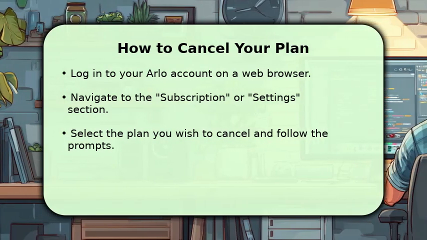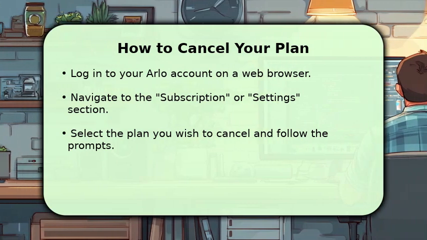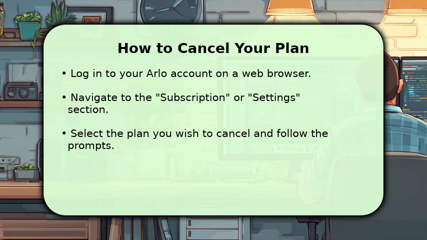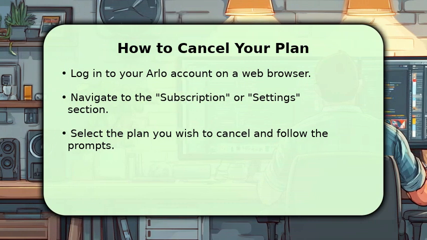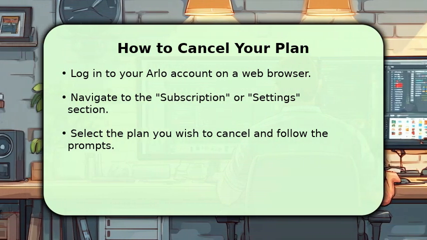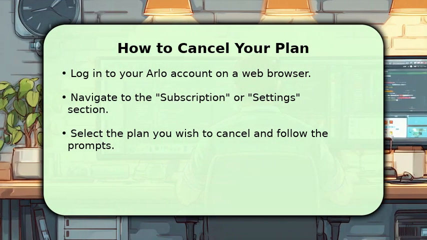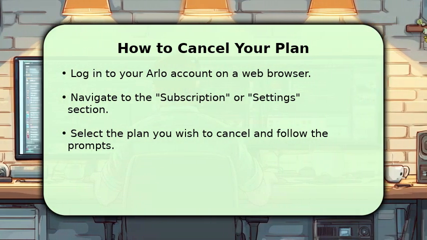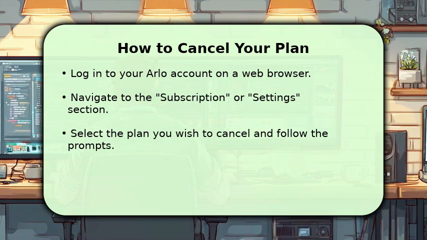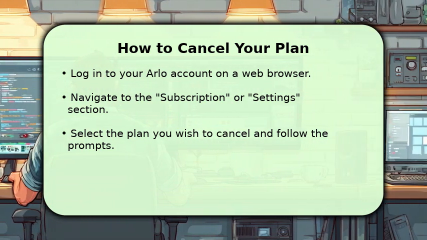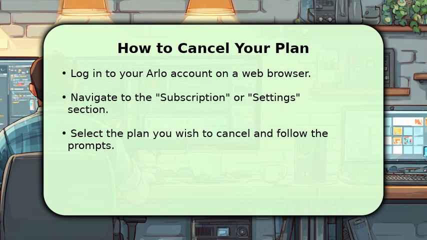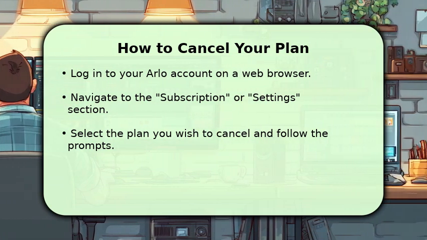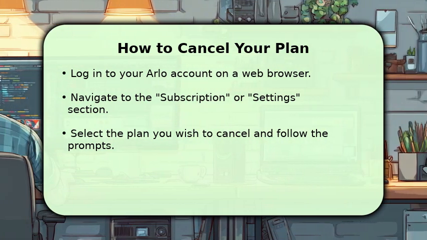To begin, you'll need to log into your Arlo account using a web browser, as cancellation isn't typically available through the mobile app. Once logged in, look for the subscription or settings section. From there, you should see your active plan. Select the plan you wish to cancel and carefully follow the on-screen prompts to confirm your decision. It usually takes just a few clicks to complete this part of the process.